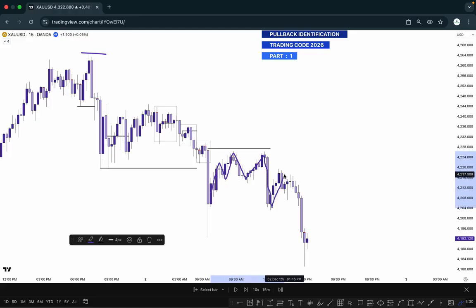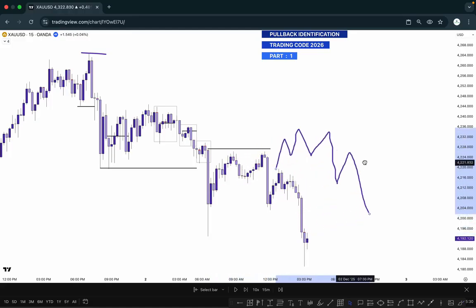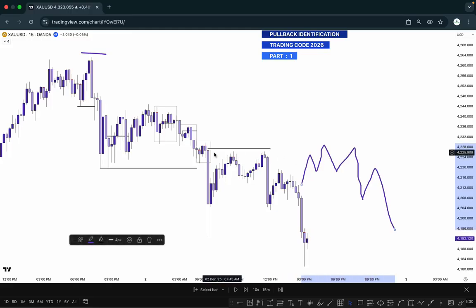This is a pullback, and again a pullback is here. So what is this one? This is our internal pullback. Where is the major pullback? This one. The market should break this high so we can confirm the valid pullback here.